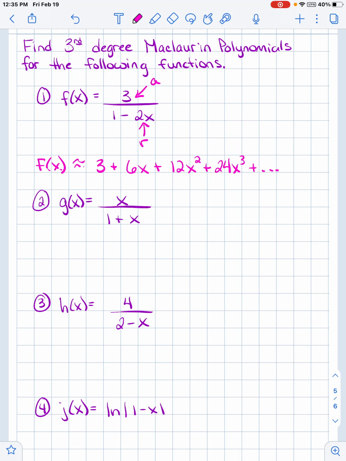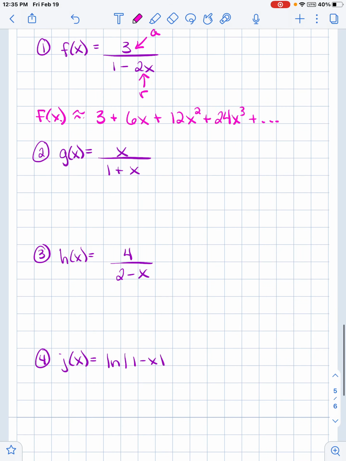We're not going to worry about the general terms right now. We'll just say plus dot dot dot. Graph this Maclaurin polynomial and graph 3 over 1 minus 2x. I want you to look at convergence. We're going to determine exact convergence intervals in the future. I just want you to start thinking about it now. How good is this polynomial going to emulate the function that we're looking at? So how good of an approximation will it be?